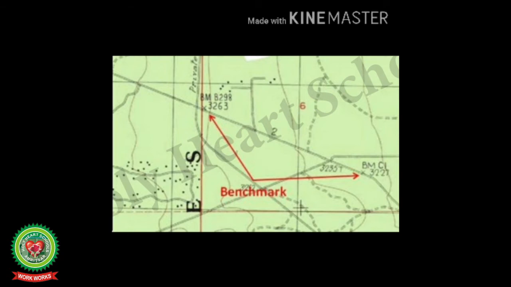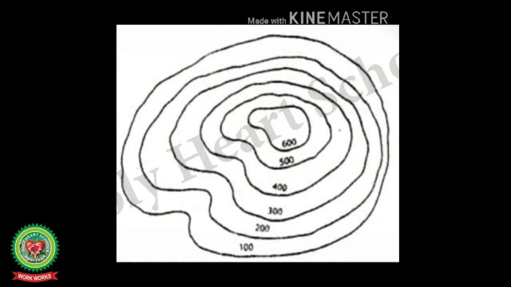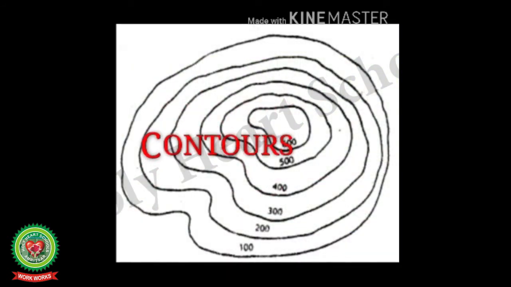Next method is benchmarks. Benchmarks are the permanent survey points shown by a stone or a building. They indicate the height of that point above sea level through accurate survey and are denoted as, for example, BM 200 meter. Next and last method is contours.